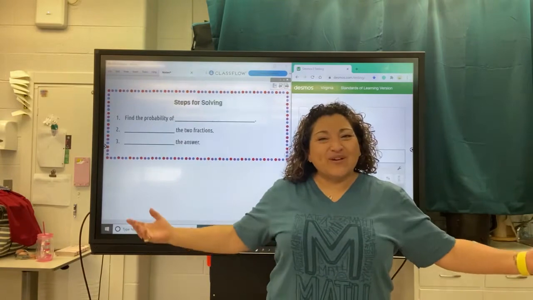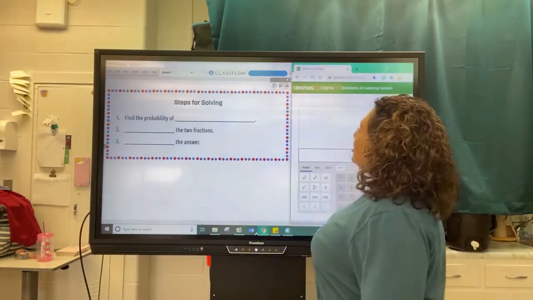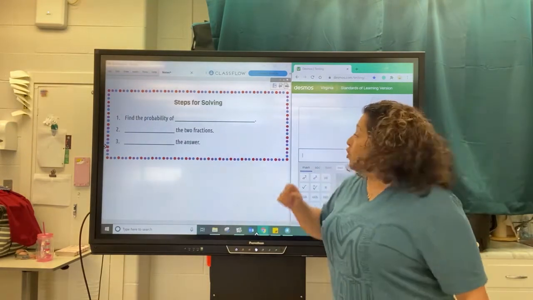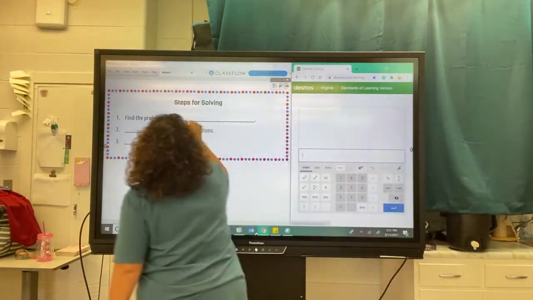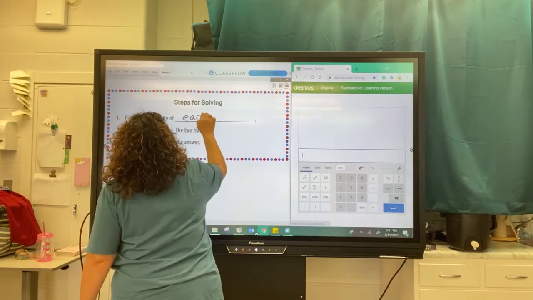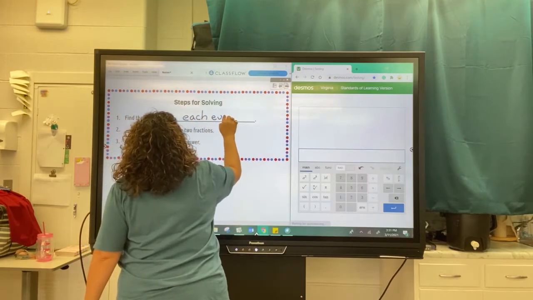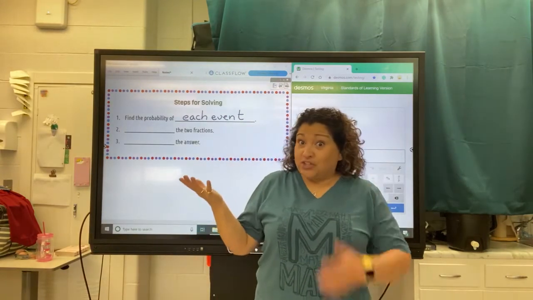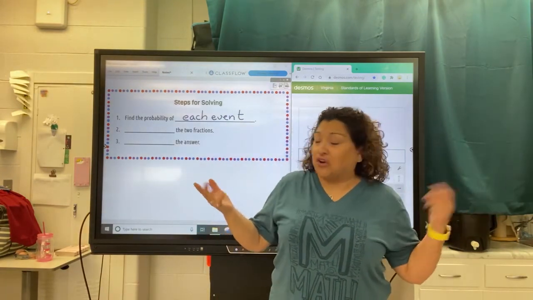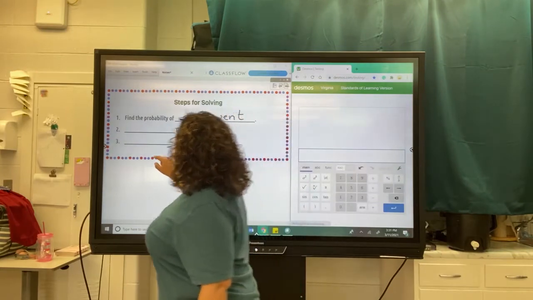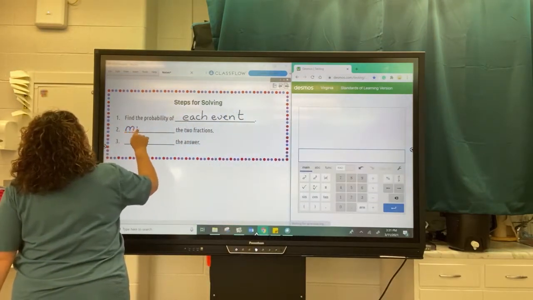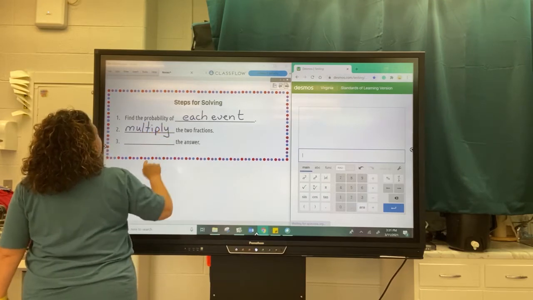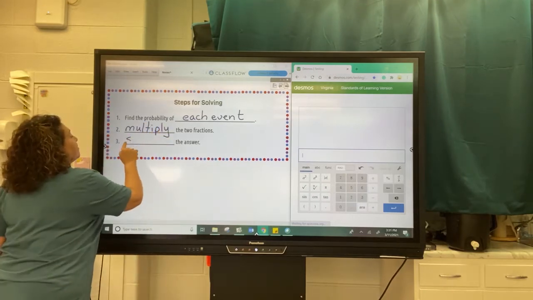All right, so now we're going to do some vocabulary. So we have steps for solving. First thing you do is find the probability of each event. Okay? So you're going to find the probability for the first event and the second event, maybe even the third. And then you're going to multiply the 2 fractions if there's 2 events. If there's more than 2 events, you would multiply more than 2 fractions. And then you're going to simplify.